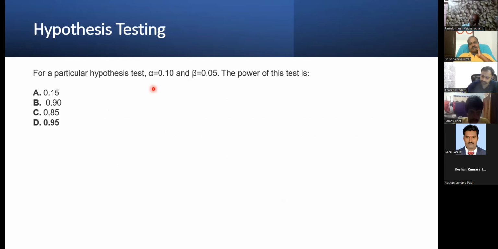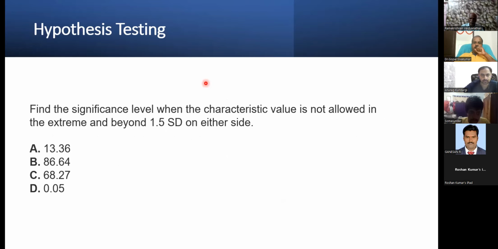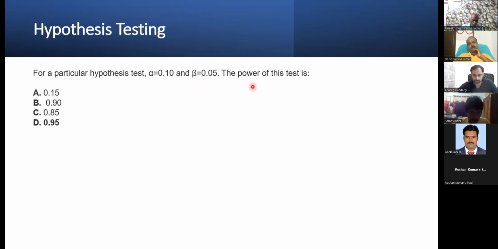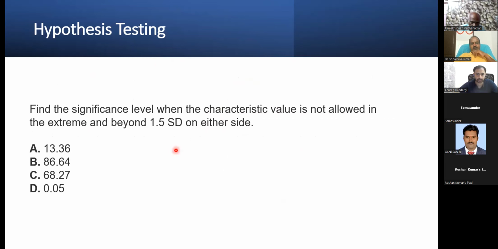For a particular hypothesis testing, alpha equals 0.1, beta equals 0.05. What is the power of the test? 0.95. It is 1 minus beta. That is power. Beautiful.